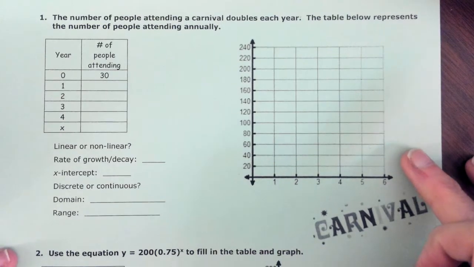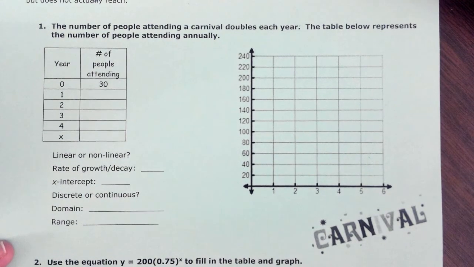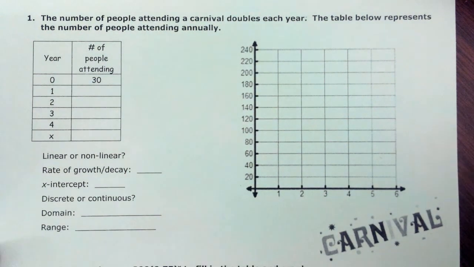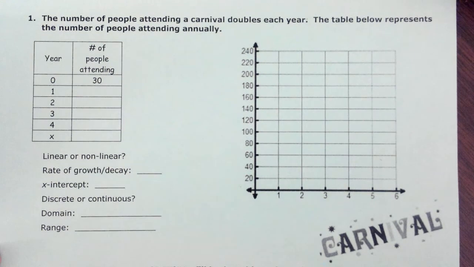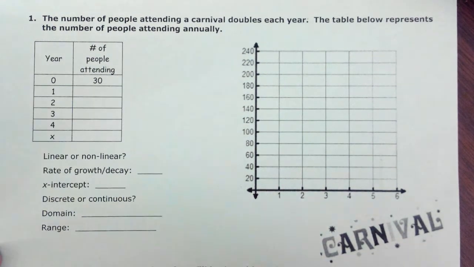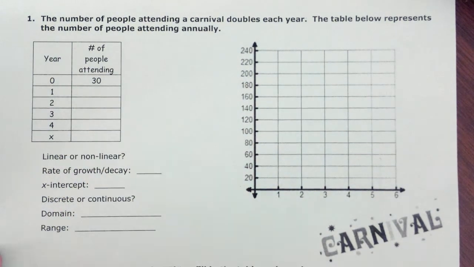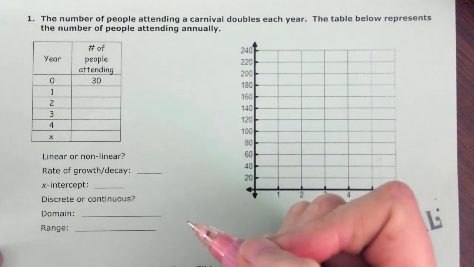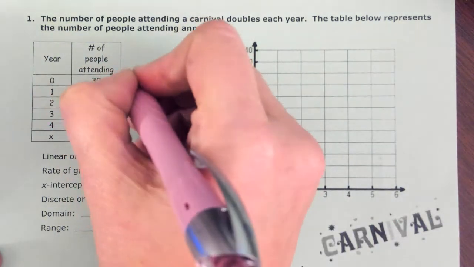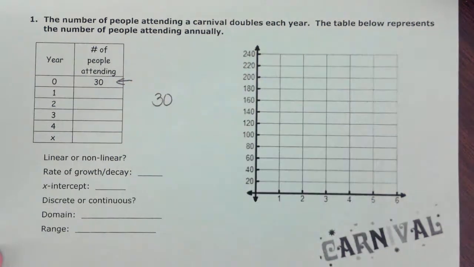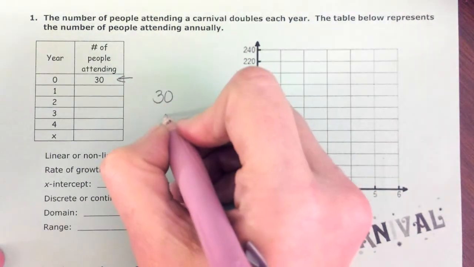So let's take a look at this first example. We're going to find some key features about it. The number of people attending a carnival doubles each year. The table below represents the number of people attending annually. So how many people did we start with? Just by looking at this table, how many people were there before they started measuring? What was at year 0? Okay, 30. We started with 30 people. So my initial value is 30. That's my A.